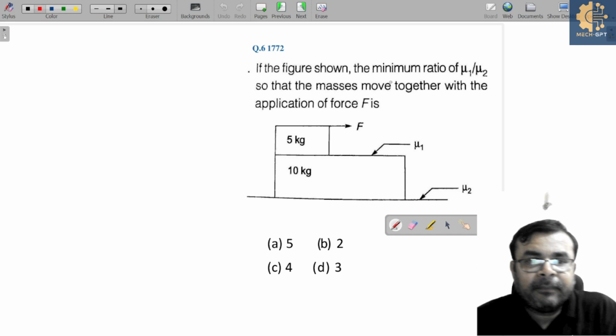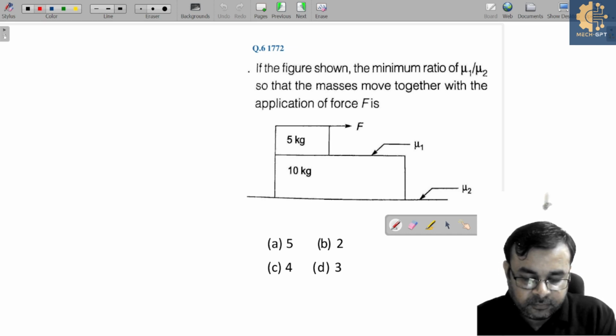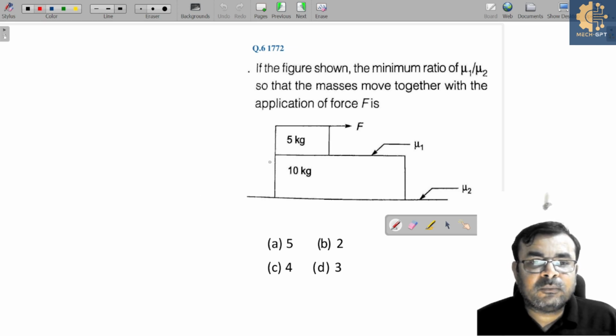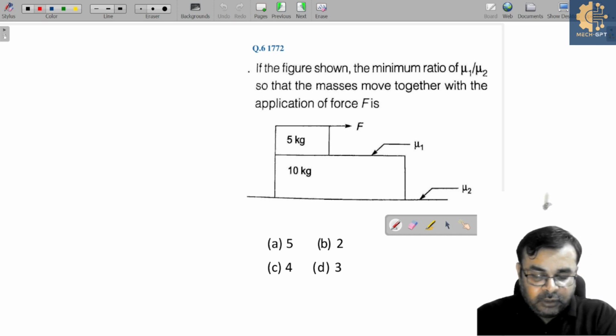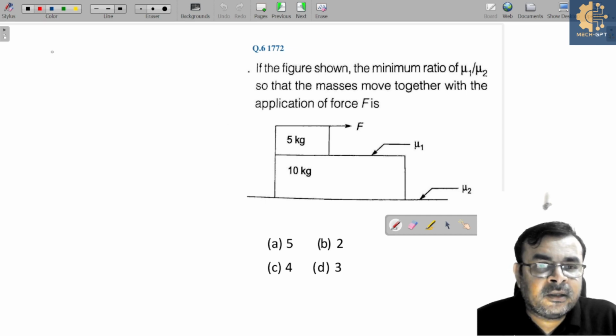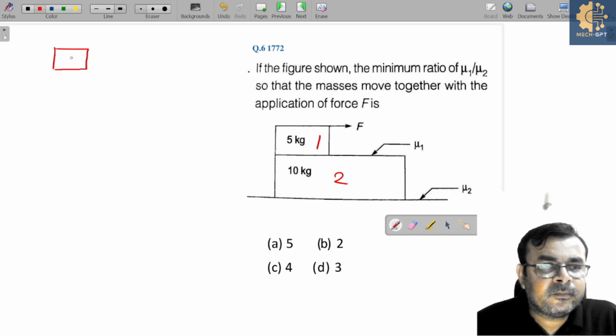If the figure shown, the minimum ratio of mu1 by mu2 so that the masses move together with the application of force F, is it clear? So how to solve this question, you can see first I need to draw a free body diagram of both the sections. So let's say this is block 1 and this is block 2. So if I draw free body diagram for block 1, obviously its own weight is acting downwards.